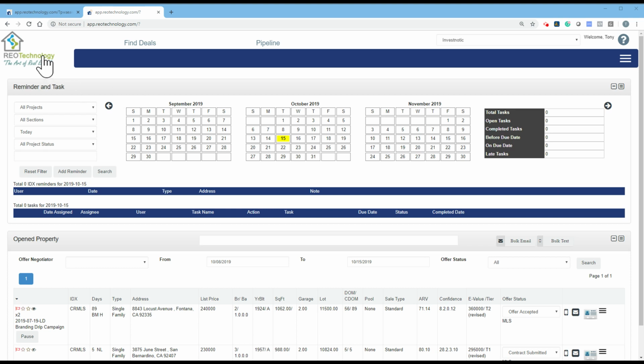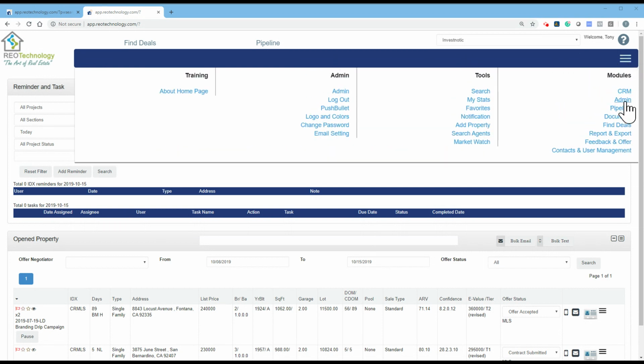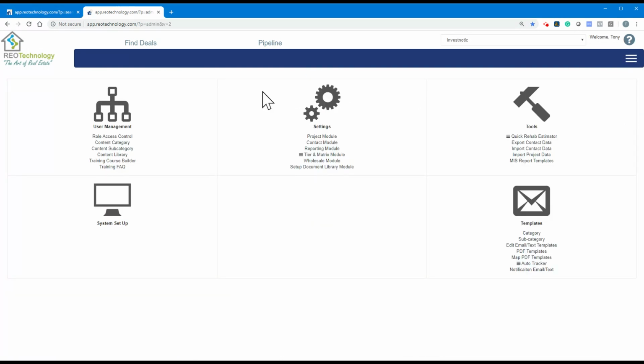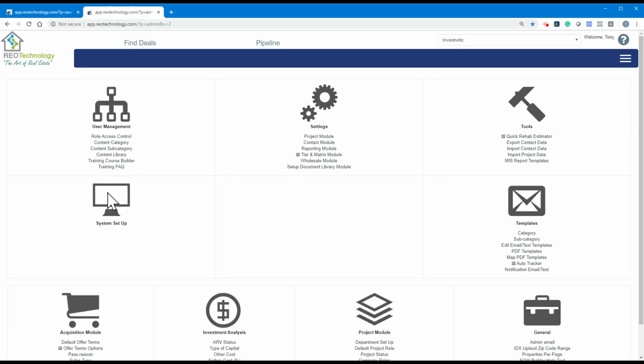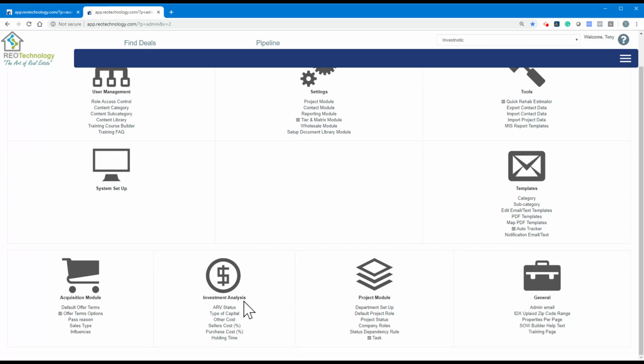Type of capital from your home screen. Go to your menu under the admin. You're going to see here the system setup, investment analysis, type of capital.